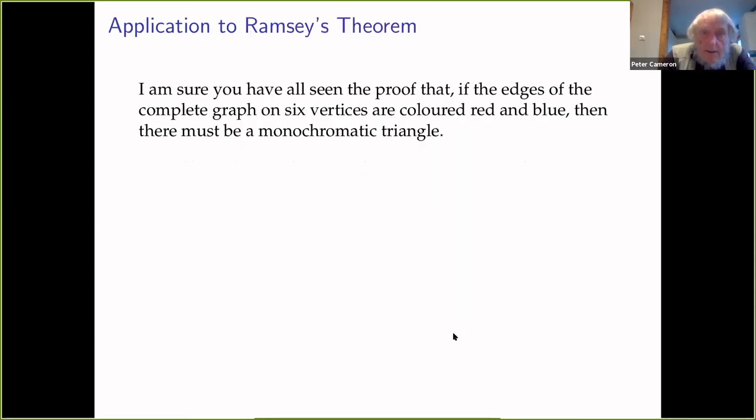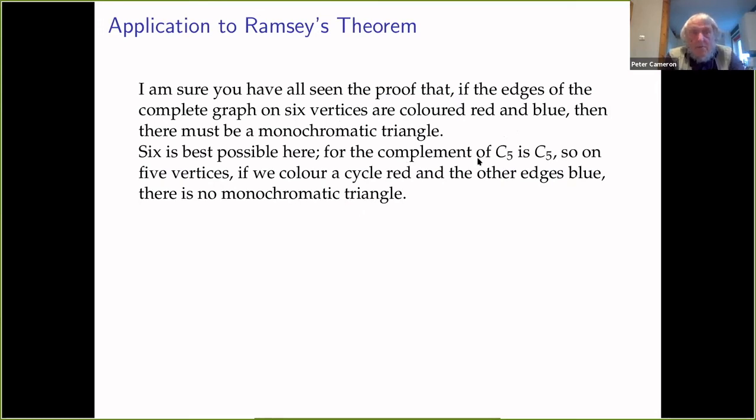And this has a famous application to Ramsey's theorem. So I'll just briefly describe this. If you take the complete graph on 6 vertices and color the edges red and blue, then you must have a monochromatic triangle. There must be either 3 red edges forming a triangle or 3 blue edges forming a triangle. So this is a standard piece of discrete mathematics, and I hope you've all seen it at some point.